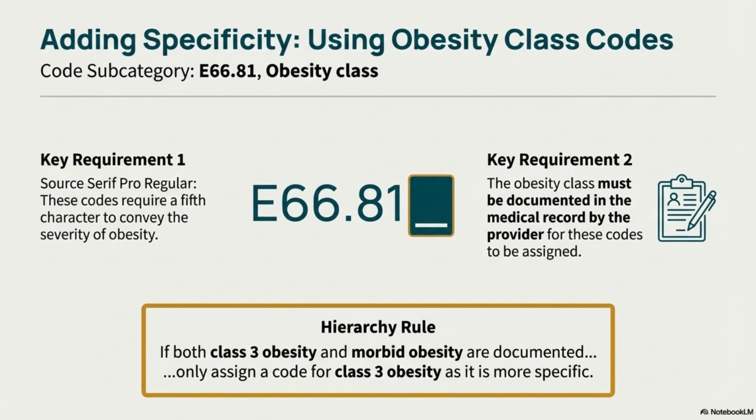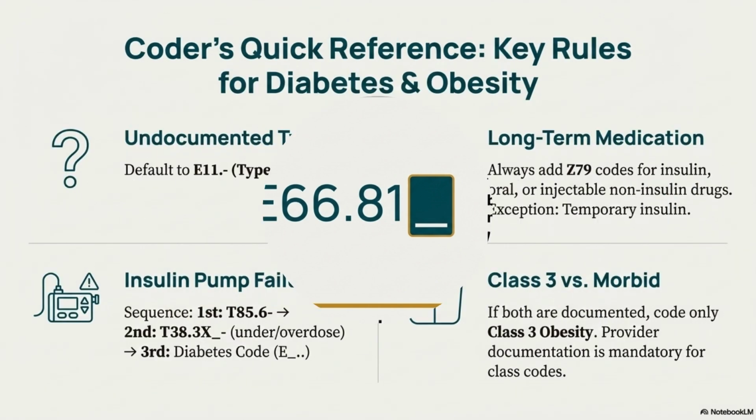When it comes to obesity class codes, two things must be true. First, the code must include a fifth character to show severity. Second, the provider must document the obesity class. Coders cannot assign the obesity class based on BMI alone. And here's the hierarchy rule. If both Class 3 obesity and morbid obesity are documented, we code only Class 3 because it's more specific.